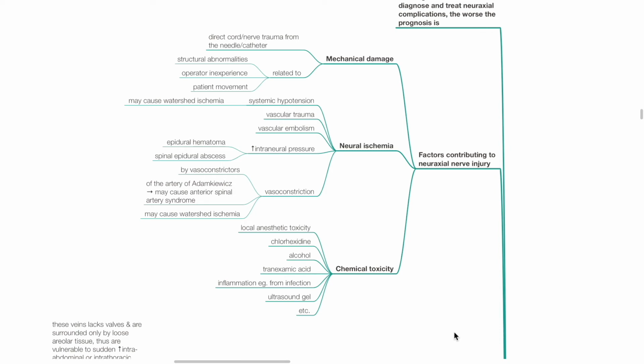Vascular trauma, vascular embolism, increased intraneural pressure caused by epidural hematoma or abscess, and vasoconstriction, which can be caused by vasoconstrictors. If it occurs at the artery of Adamkiewicz, this may cause anterior spinal artery syndrome. Severe vasoconstriction can cause watershed ischemia. Chemical toxicity can be caused by local anesthetic, chlorhexidine, alcohol, tranexamic acid, inflammation from infection, ultrasound gel, etc.